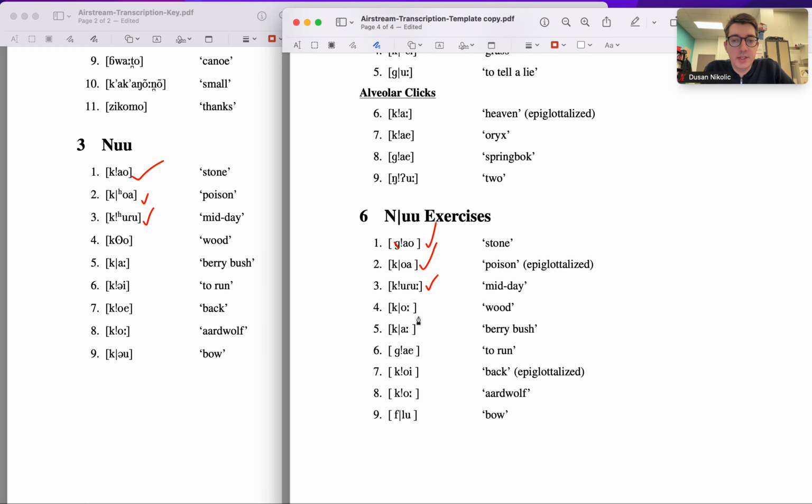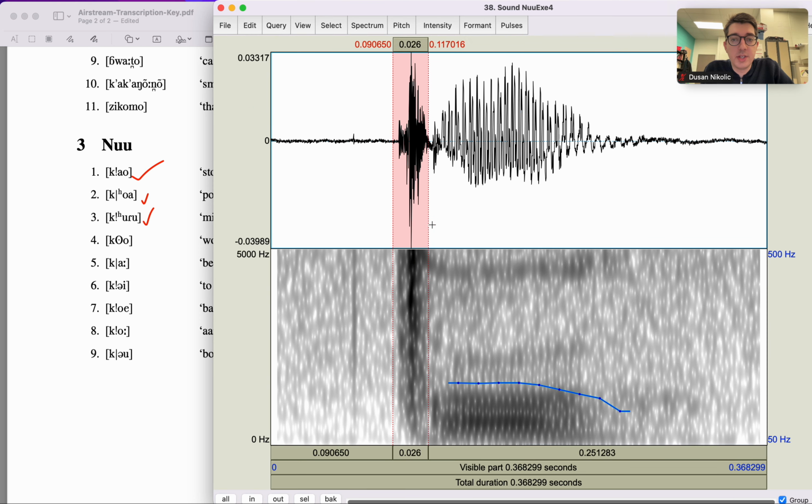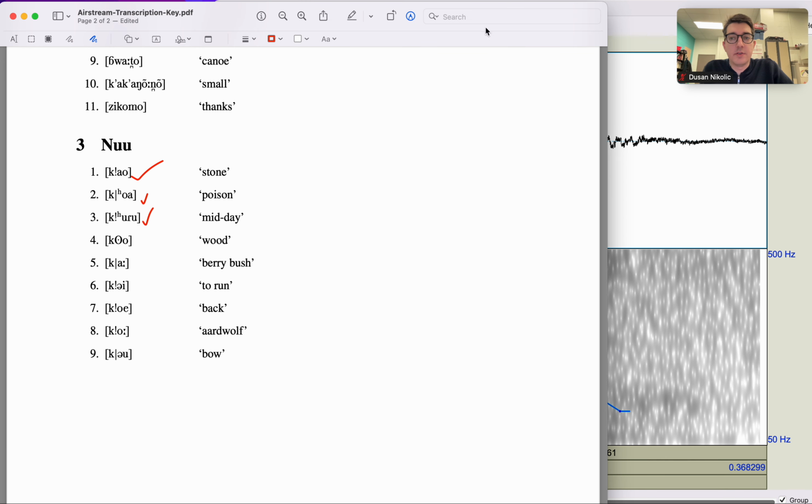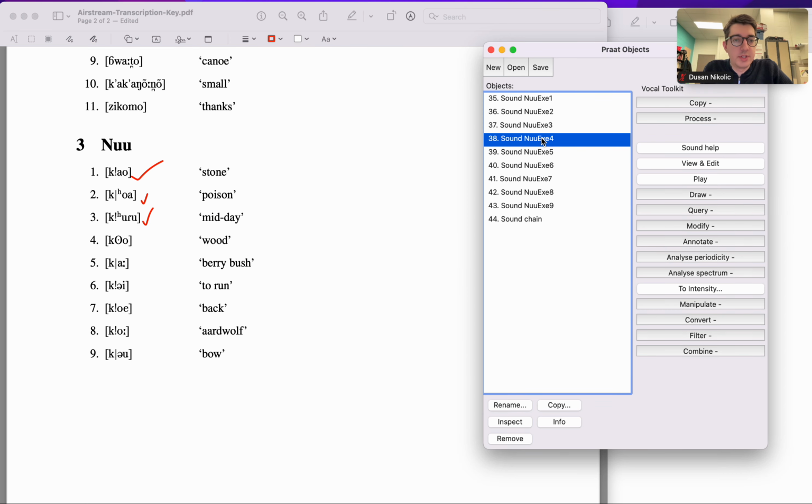Number four is, according to this person, a dental one, but according to our key, this one is bilabial, right? There is a very subtle difference between bilabial. It might be larger in the area, right? Because of the bilabial. So you would produce that one in comparison to this one.